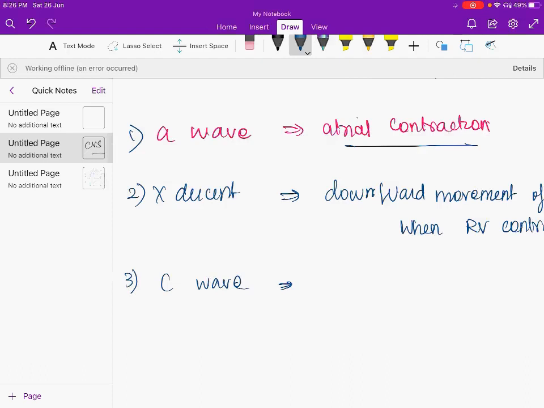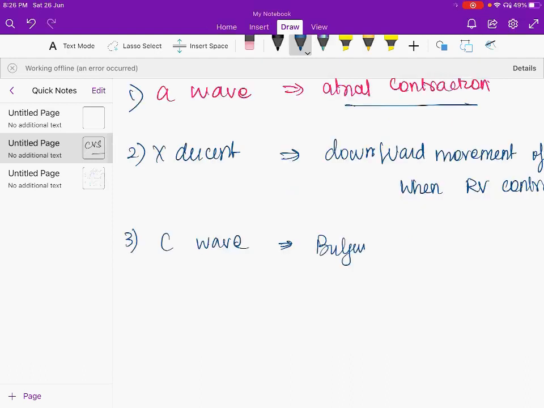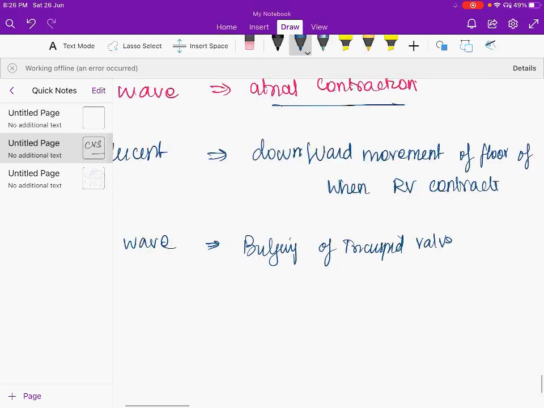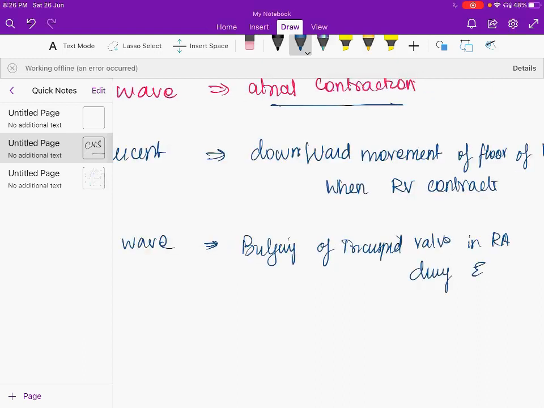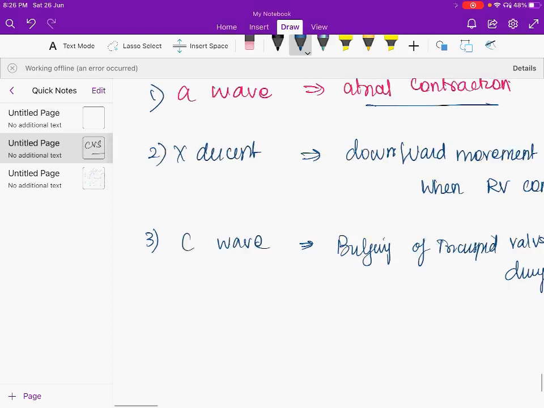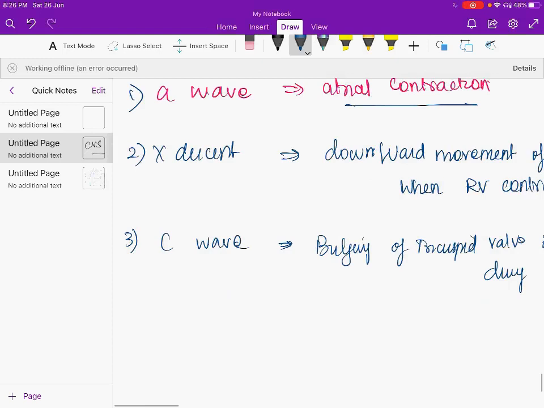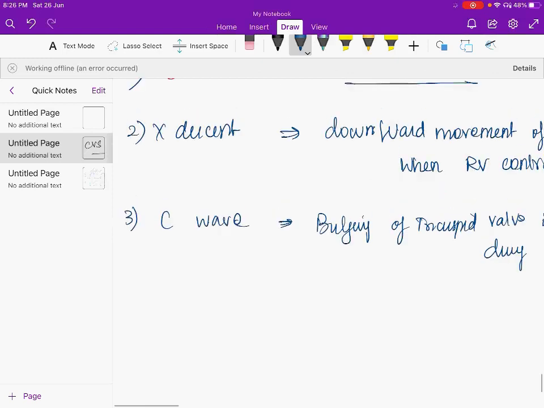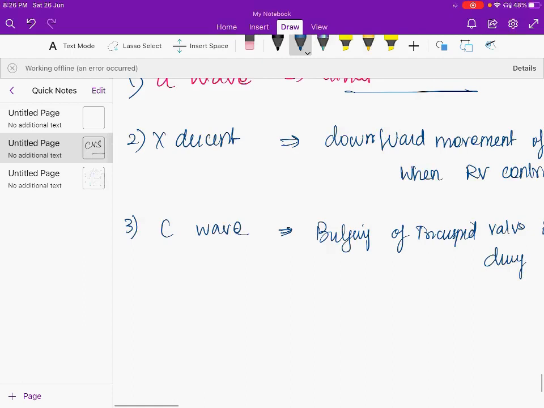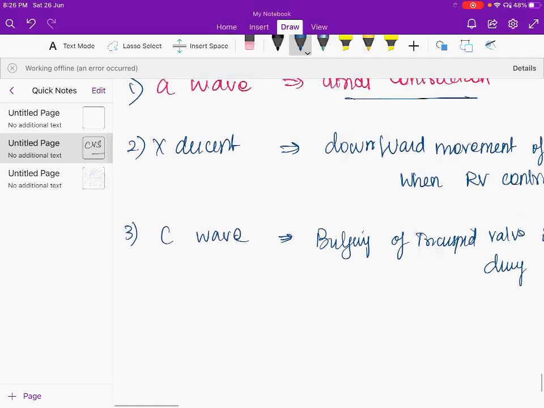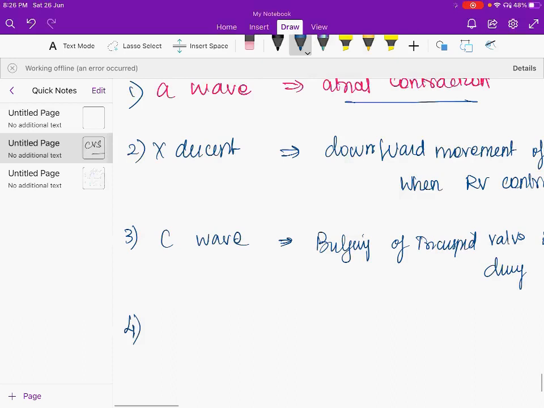So why does C wave happen? Because of bulging of your tricuspid valve into the right atrium during the early part of systole. Okay. So next, V wave, it is right atrial filling, and your Y descent is your right atrial emptying.